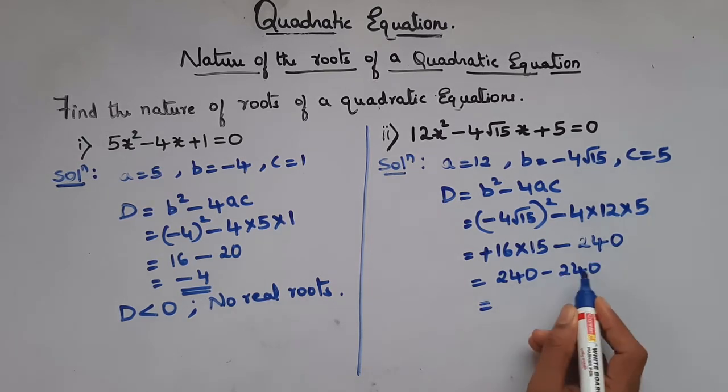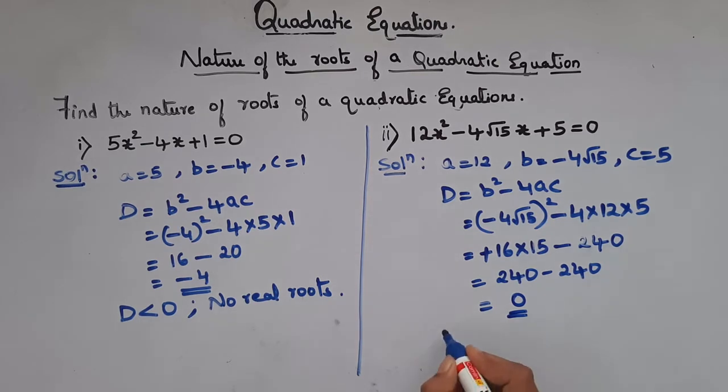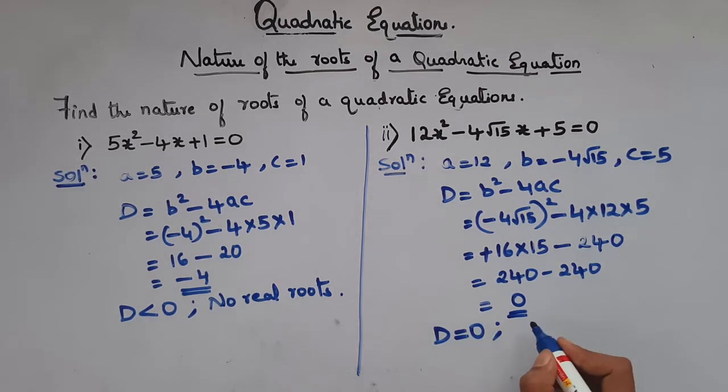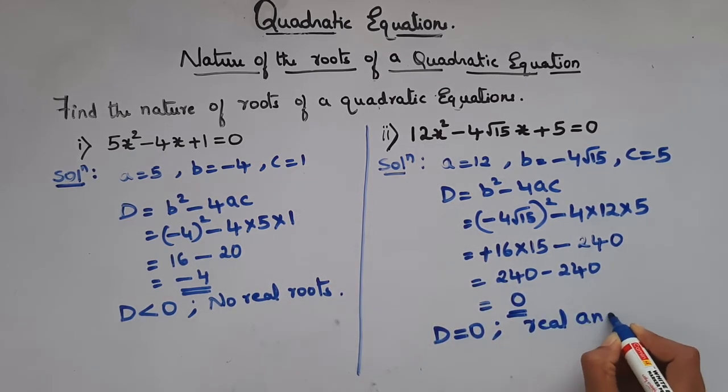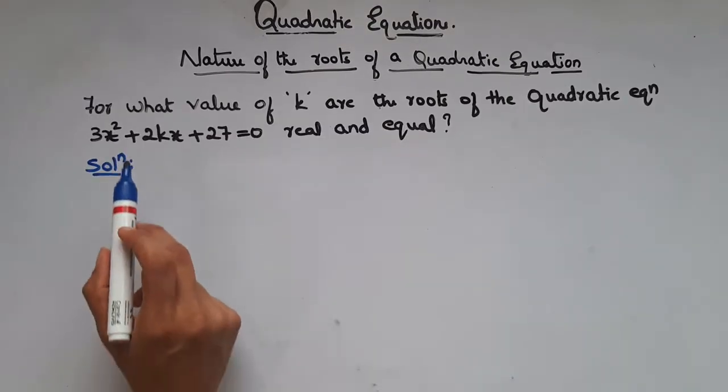So here 240 minus 240 will give you 0. That is, your discriminant is equal to 0. Therefore, the nature of the roots is real and equal. Right? Now let's see two more problems based on this. Now let's see this problem.